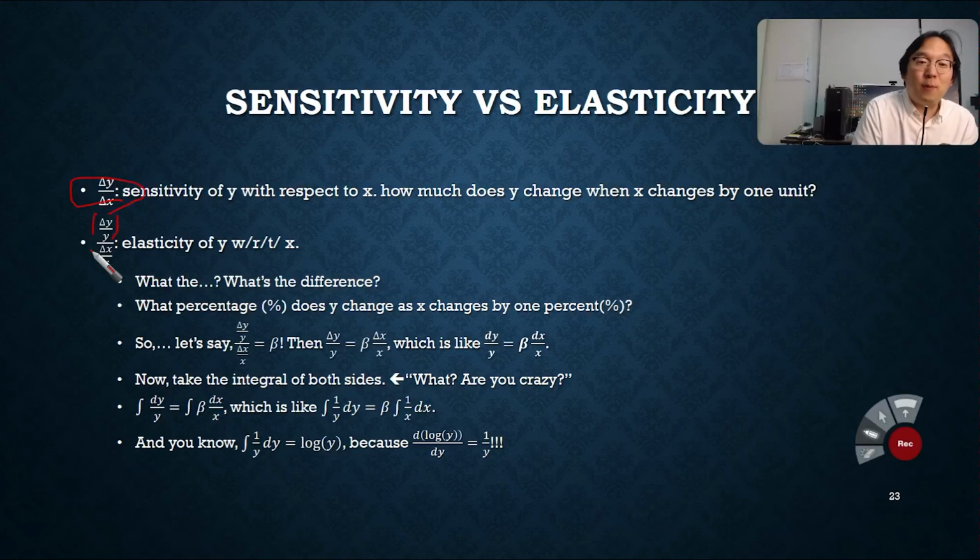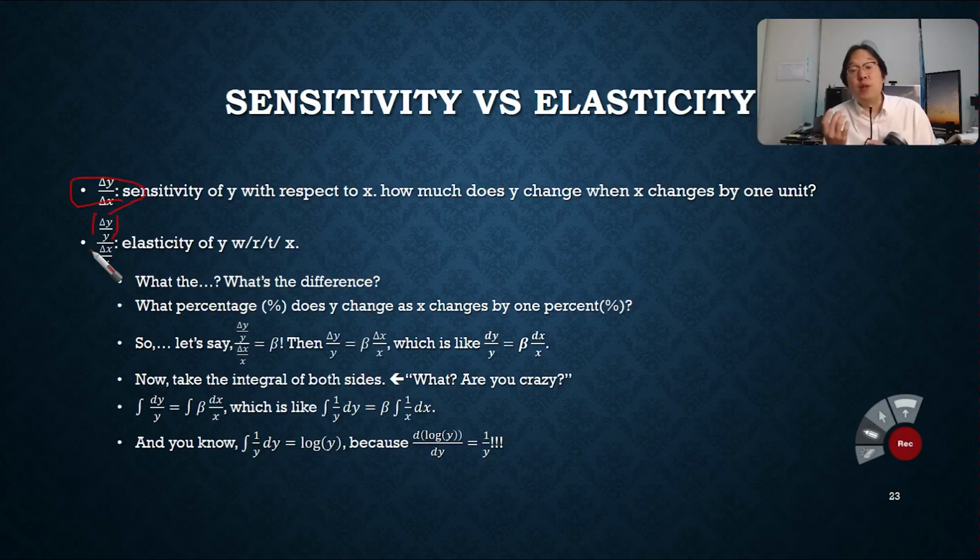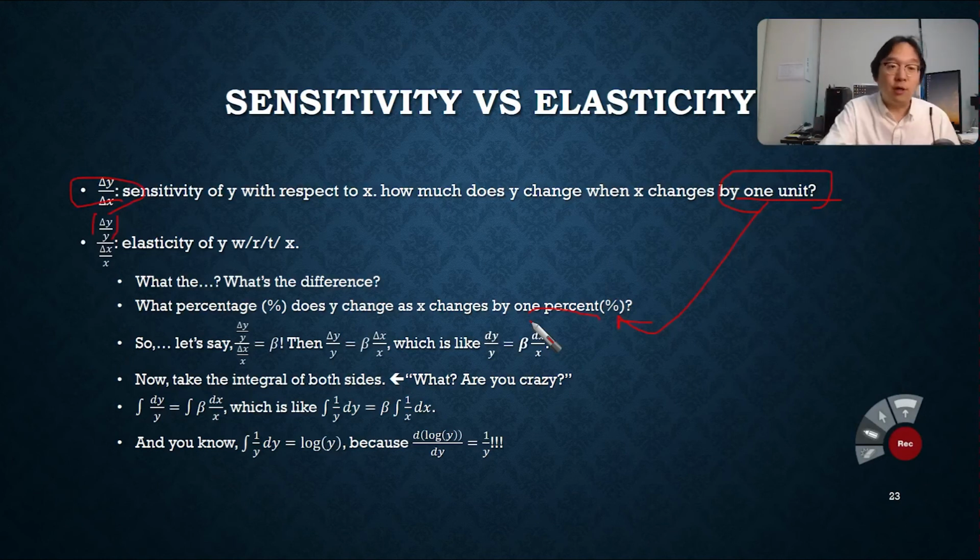What the heck? What is the difference? What percentage does y change as x changes by 1 percentage point? This is addressing that question. Didn't you say 1 percentage? No, previously in sensitivity, we said 1 unit, whereas over here, 1 percentage point. Okay, that's elasticity. Good. So let's say elasticity is beta.